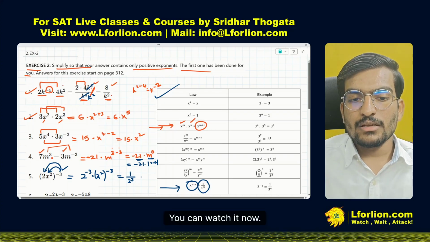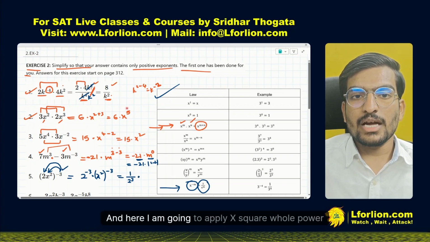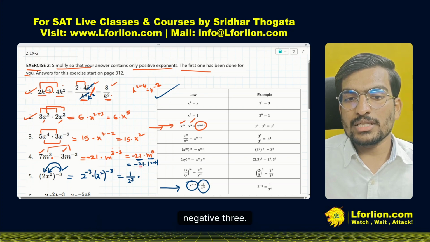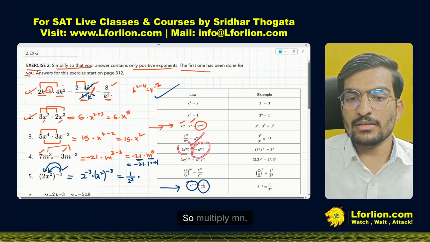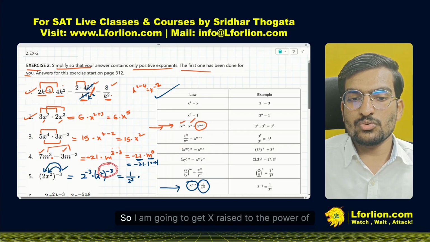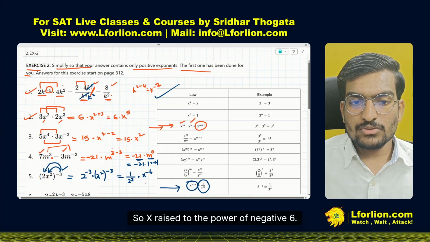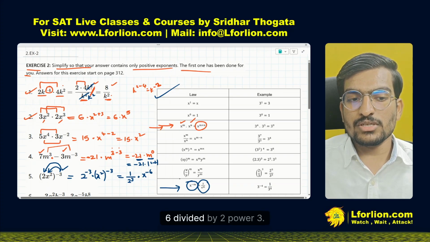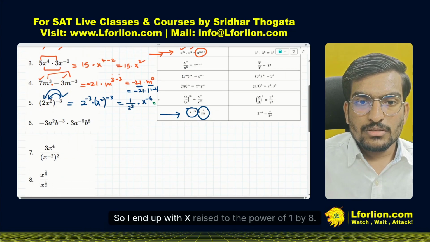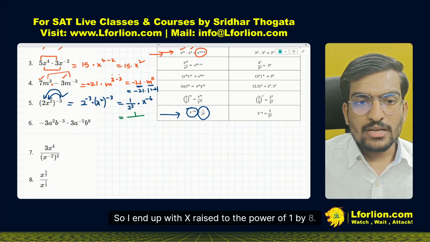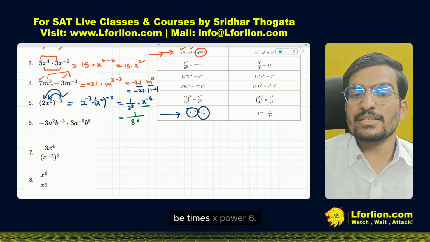You can watch it. Now 1 divided by 2 raised to the power of 3 times, and here I'm going to apply x squared whole power negative 3. So here I'm going to apply the power rule, x power m whole raised to the power of n, so multiply m and n. So I'm going to multiply this 2 by negative 3. So I'm going to get x raised to the power of negative 6. Finally I get x raised to the power of negative 6 divided by 2 power 3. 2 power 3 is 2 times 2 times 2, which is 8. So I end up with 1 by 8 times x raised to the power of negative 6. x raised to the power of negative 6 means it will be x power 6 in the denominator.